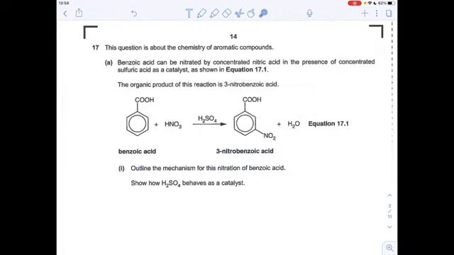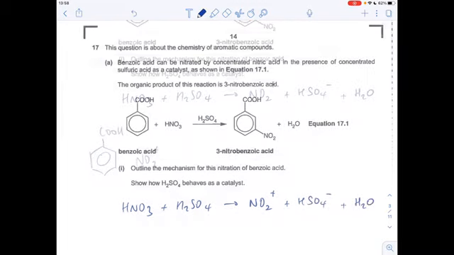Next question, pretty straightforward, it's just the mechanism for the nitration of benzoic acid, but just bear in mind we've got to produce the 3-nitro product. So the first step of the mechanism is the formation of the electrophile. That's when your nitric acid and your sulfuric acid react together to form the electrophile. So that's the NO2 plus ion, the nitronium ion. You get an HSO4 minus ion, and you get a water molecule.